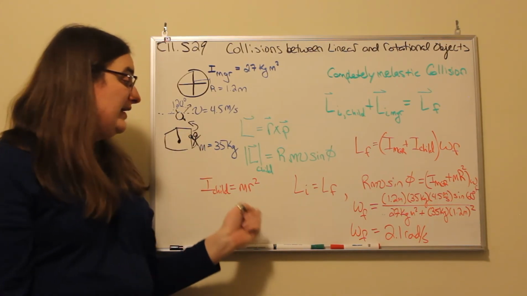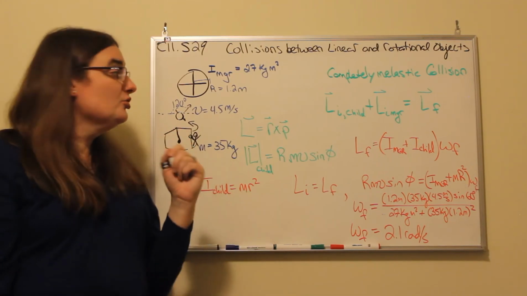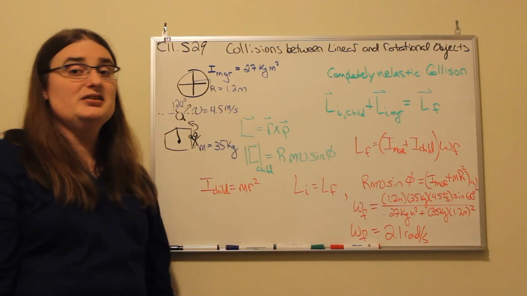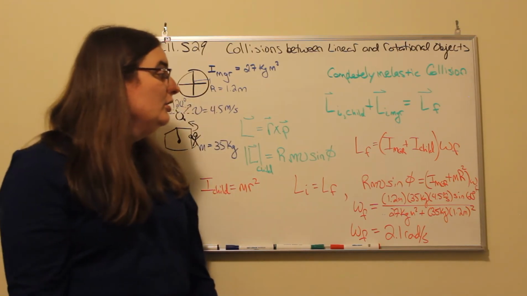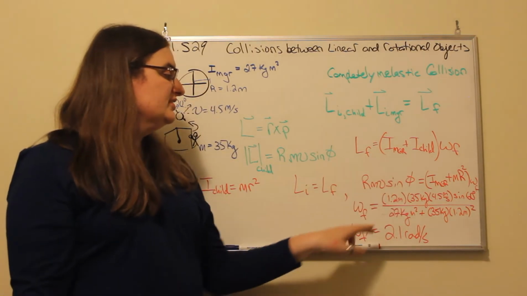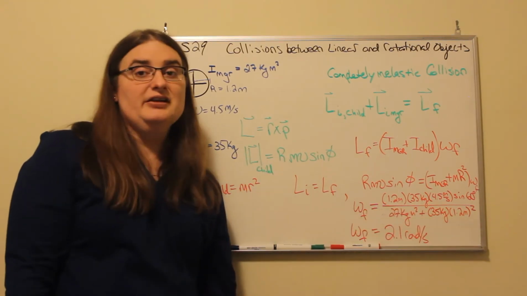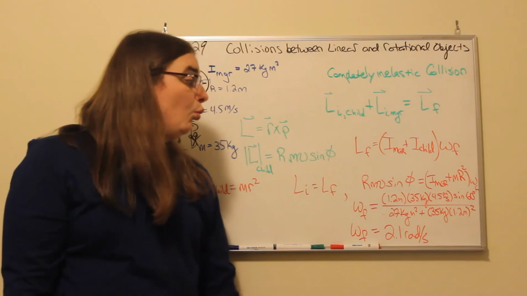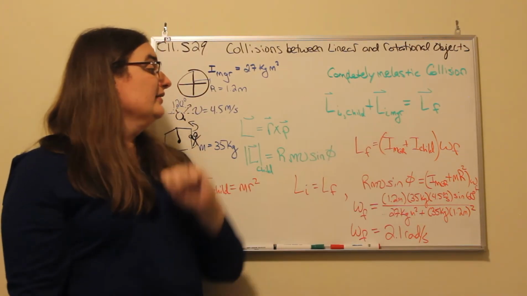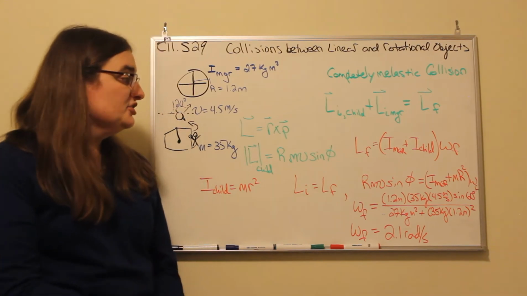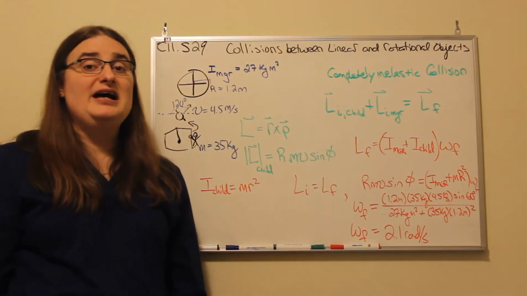So for the merry-go-round, the mass of the child we have is 35 kilograms. The radius is going to be the radius of the merry-go-round, 1.2 meters. So our total inertia then is going to be 27 kilogram meters squared plus 35 kilograms times 1.2 meters squared. That gives us the total amount of inertia we have, multiplying our final angular velocity.